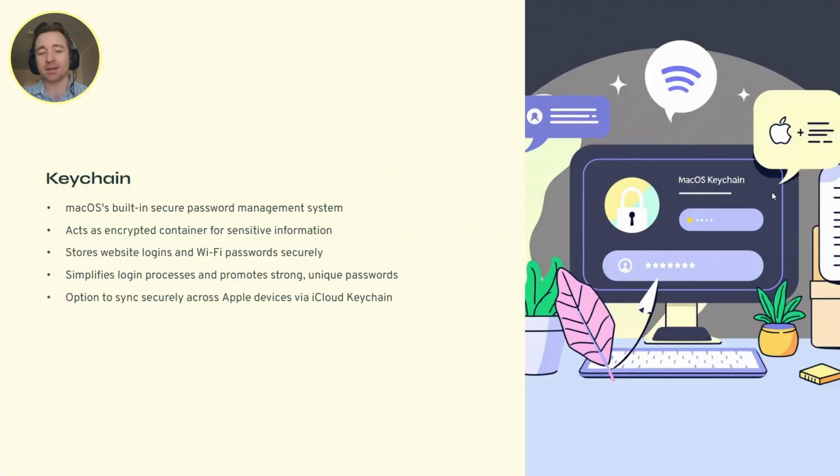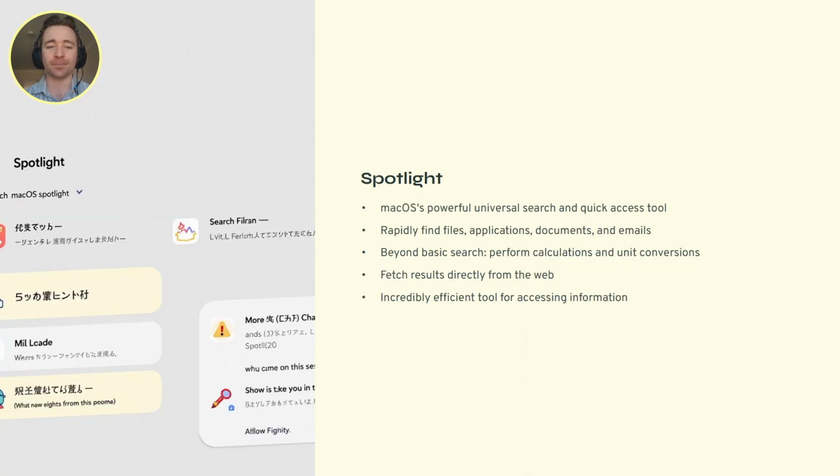It does that. Keychain is macOS's built-in secure password management system. It acts as an encrypted container for sensitive information, and it stores website logins and Wi-Fi passwords securely. It simplifies your login processes and promotes strong, unique passwords. All right, so Keychain is the password management system on Mac. If you understand that, you'll be okay.